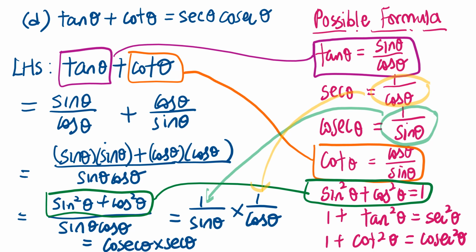Okay, and then you rearrange it. Because you're asked to prove it to be secant theta times cosecant theta, you just rearrange the sequence. So you write secant theta first, followed by cosecant theta. Then left hand side equals right hand side, proved.